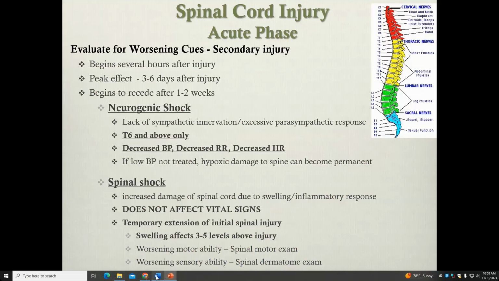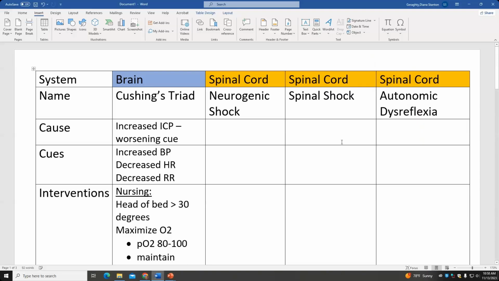So let's go back to our grid and we'll talk about neurogenic shock. So what causes neurogenic shock? What level? Neurogenic shock does not have to do with the brain. I'm sorry, I wish I could name things better. But what is this caused by?